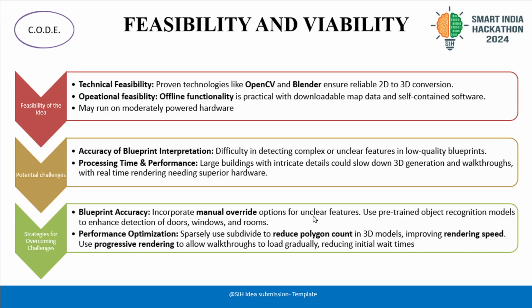Now let's go to strategies for overcoming these challenges. Blueprint accuracy: we are going to have a manual override on the Blender software itself that can change the sprite sizes, sprite shapes, etc. if there is an issue with our software, to enhance the detection of doors, windows, and rooms. Performance optimization: we can just use reduce subdivide to reduce polygon count in 3D models. This may improve the rendering speed. We can also use progressive rendering to allow the walkthrough to load gradually, reducing wait times. This is how rendering textures in games usually worked from the 2000s and so on.